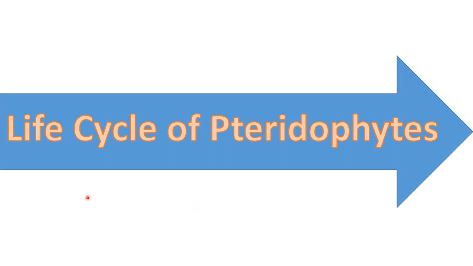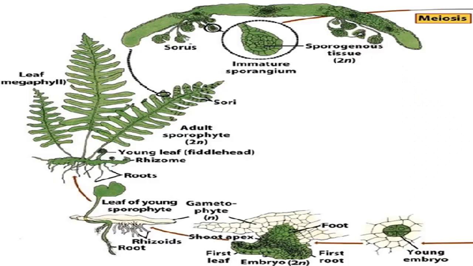Now let's take a recap of the life cycle of the pteridophytes. You have done about the reproduction in the pteridophytes. Now let's see how the complete life cycle occurs in pteridophytes. With the help of this diagram you can understand it better.